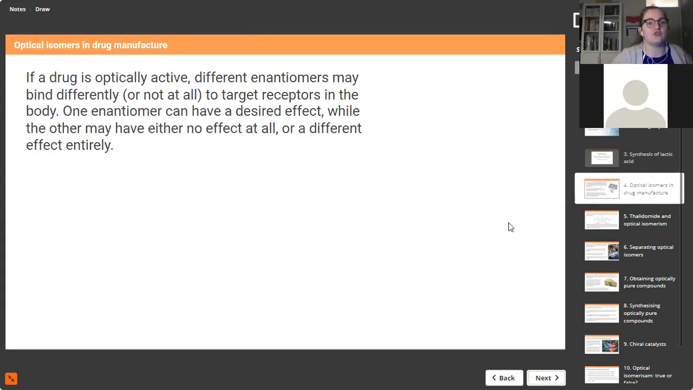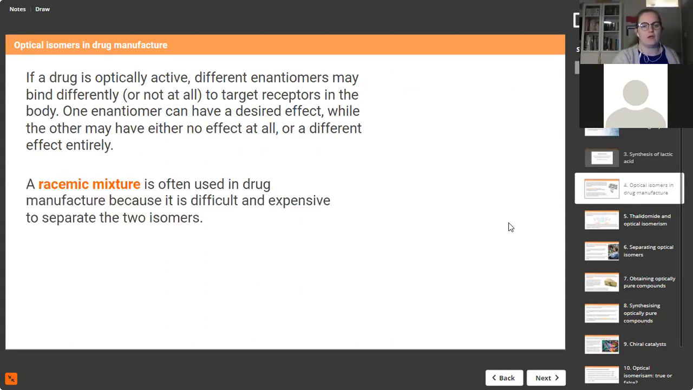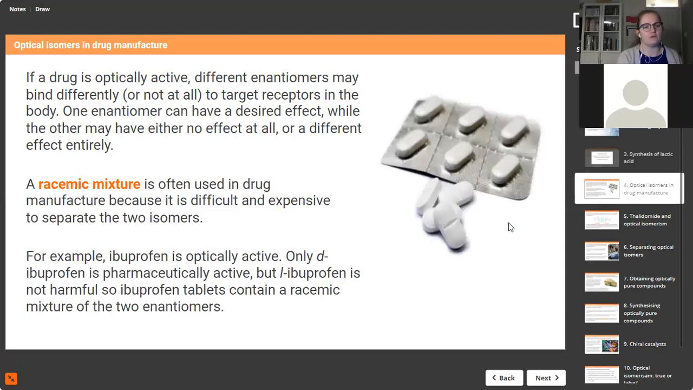So, optical isomers in drug manufacturing. Well, I've said to you before about how they're useful for antibiotics. If a drug is optically active, different enantiomers may bind differently or not at all to target receptors in our body. So one might have a desired effect while the other may have no effect at all, or a different effect entirely. Like I was saying again about the morphine, one is highly addictive and doesn't give you any pain relief, whereas the other one doesn't have much addictiveness but gives you good pain relief. So we want one of them and not the other.